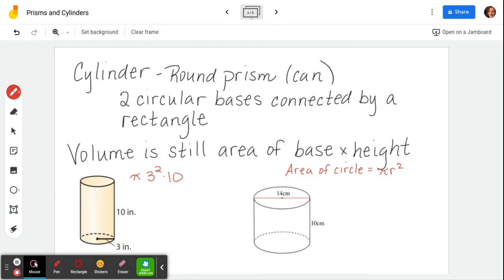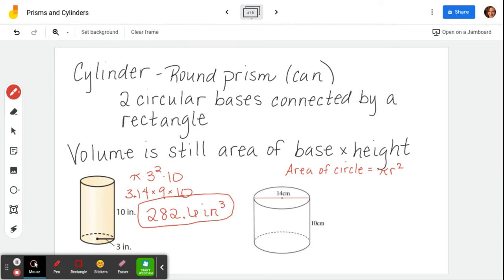For pi, we're going to use 3.14. So this is going to be 3.14 times, you can just go ahead and put times 3, or we know that's a 9, and then times 10. I'm going to do 3.14 times 90, because remember, multiplication is commutative. You can go out of order. 3.14 times 90, I get 282.6, and those are inches cubed because volume is three-dimensional. We're filling the object.